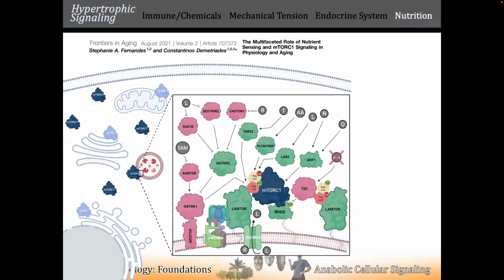And then methionine, I mentioned that one also. This is also sensed very effectively through SAMTOR. You see SAM blocking SAMTOR, which turns on GATOR1. SAM is S-adenosyl methionine. It's a compound that's derived from methionine. And SAM turns off an activator of the major inhibitor. So it helps mTOR turn on.